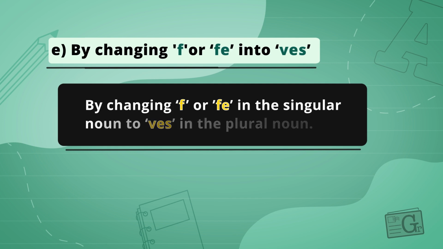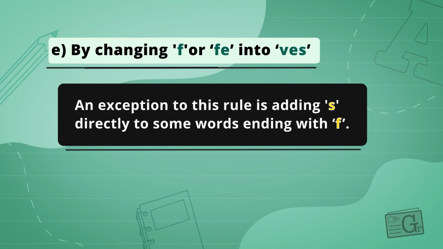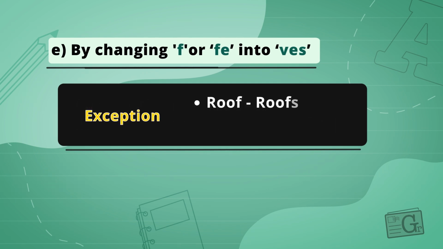And the next step, by changing f or fe in the singular noun to ves in the plural noun. Life, lives, knife, knives, wife, wives, and so on. And an exception to this rule is adding s directly to some words ending in f. For example, roof, roofs, proof, proofs.